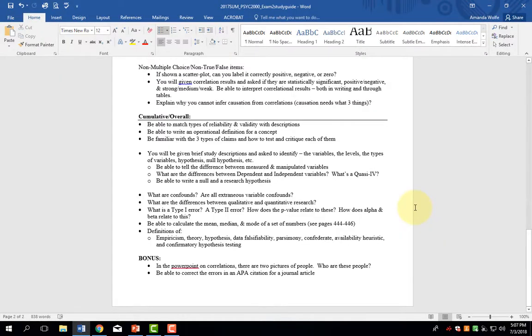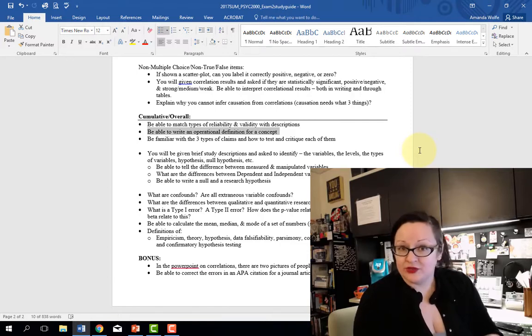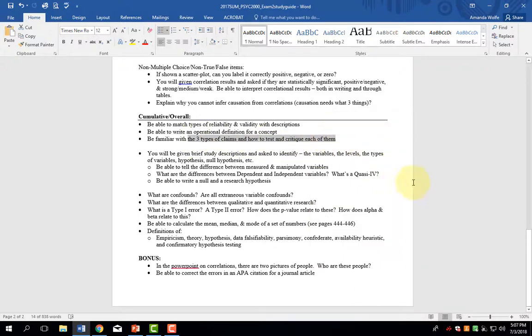The last part of your study guide is the cumulative section. Again, matching your types of reliability and validity. Students tend to do very well on that. You can always put a post-it note in that part of your textbook. I will be asking again for you to write an operational definition for a random concept. On the Unit 1 exam, remember I gave you sleep, which was kind of me, because that was the variable that was on your PowerPoint. This time I will not be giving you sleep. So make sure you understand how to write an operational definition versus a construct or dictionary definition. We'll also be talking about the claims and how to test and critique each of them, so make sure you've reviewed that as well. And then just like the last exam, I'm going to give you a brief study, and you're going to have to talk to me about the variables.